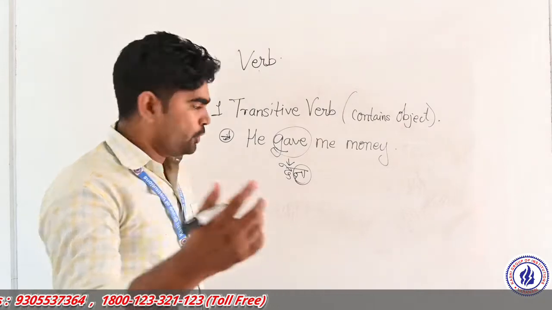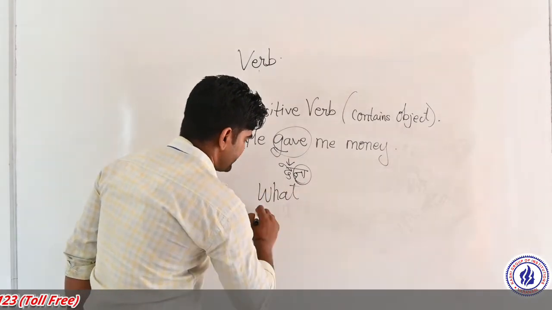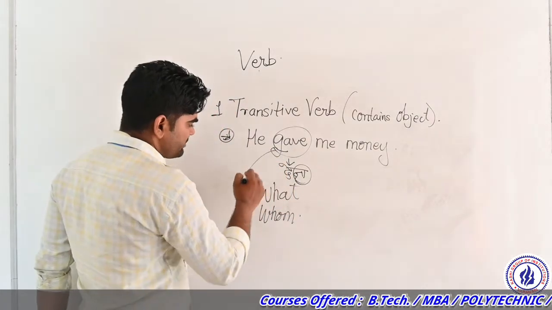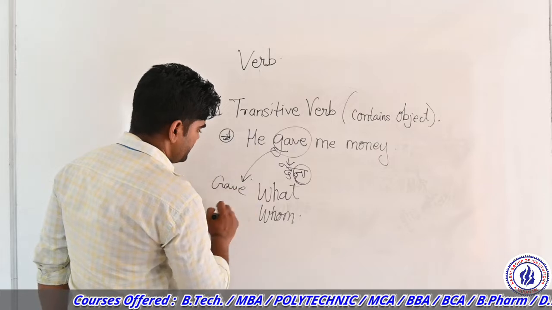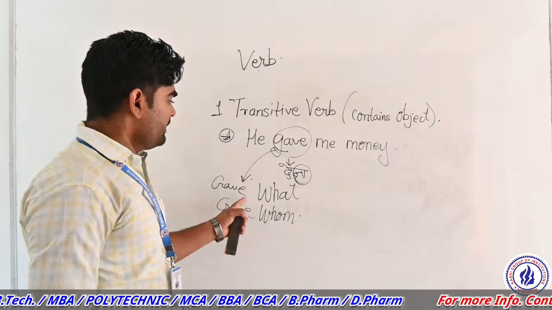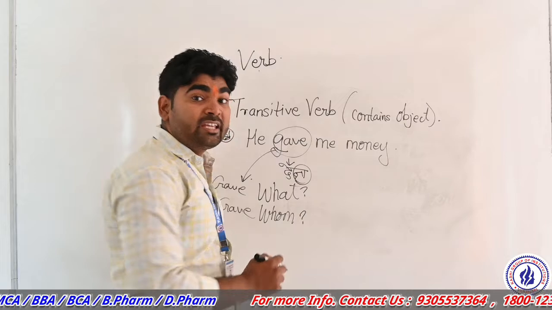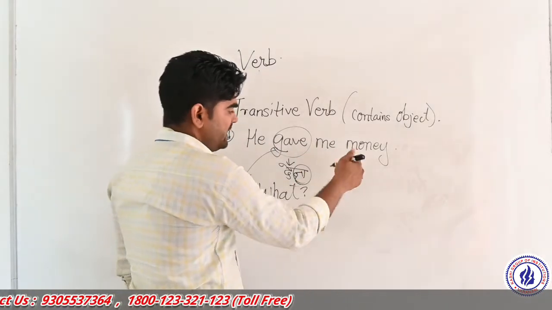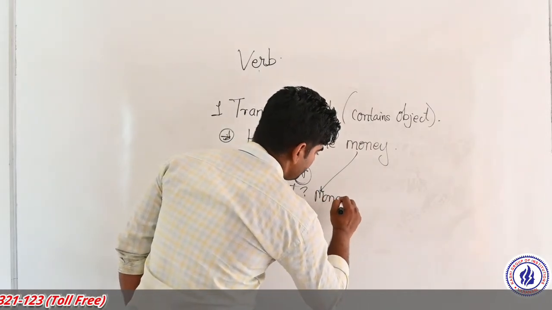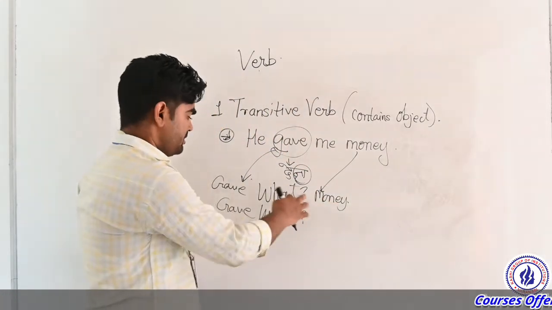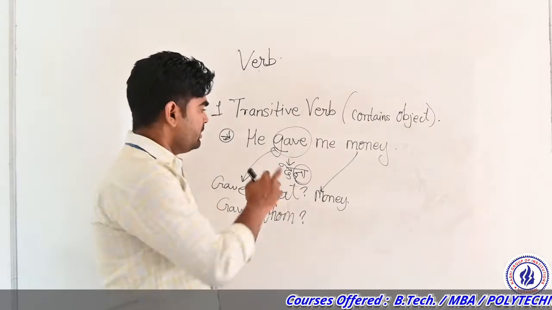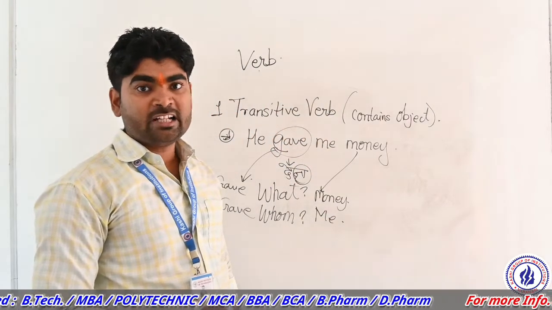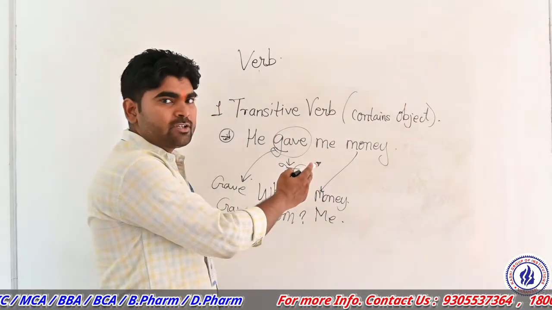There are two words which I have told you. First one is what, second one is whom. What you have to do is write this sentence. Gave what? He gave me money. What did he give me? Money. So this is your answer. Now gave whom? Whom did he give money? He gave me money. So your me will be here. Is it clear?